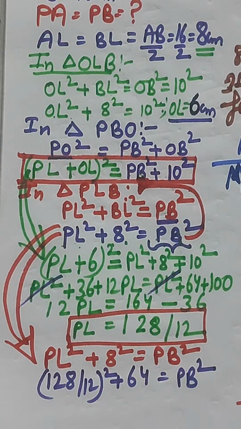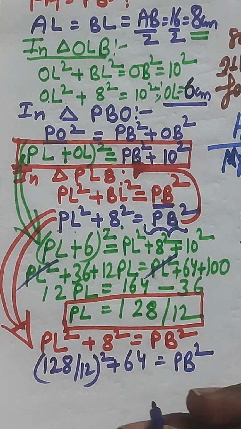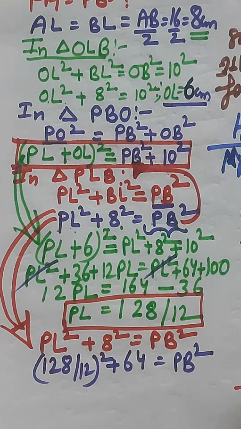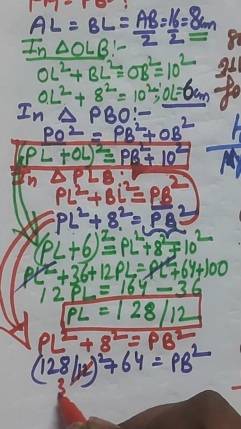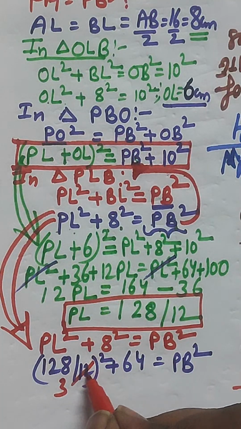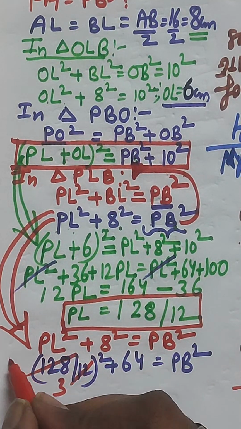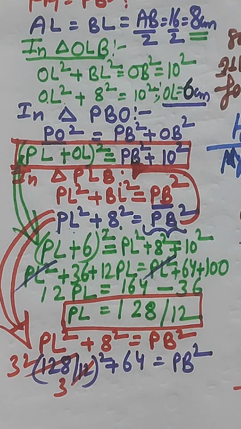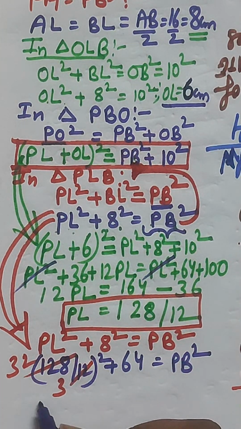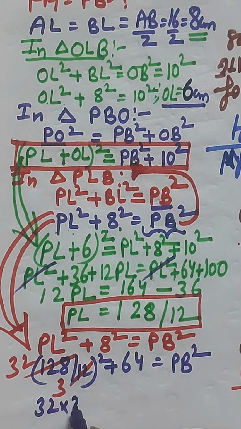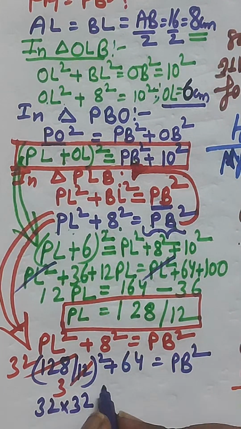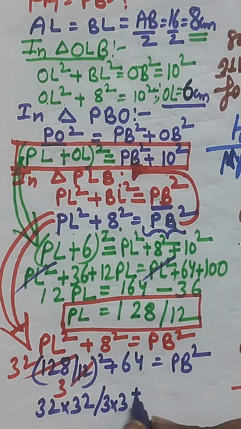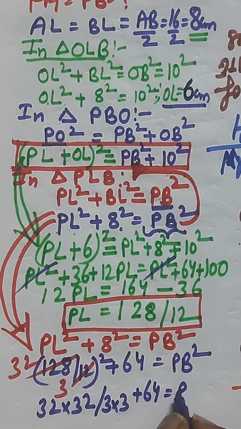So this will give you 128 by 12, which can be written as: from 4, the numerator can be divided 3 times and the numerator can be divided 32 times. 4 3 12, 4 2 8, yes. So 32 by 3 whole square. So this will come as 32 into 32 divided by 3 into 3, right, plus 64 equal to PB square.